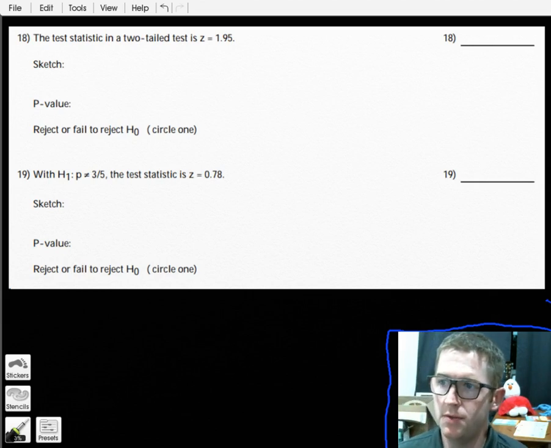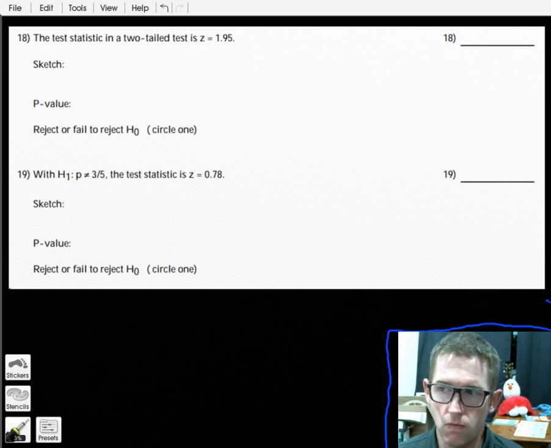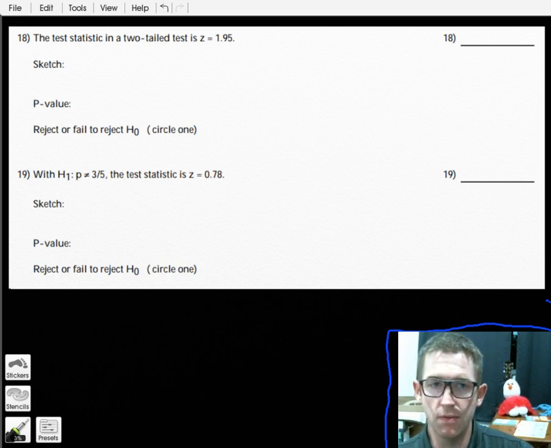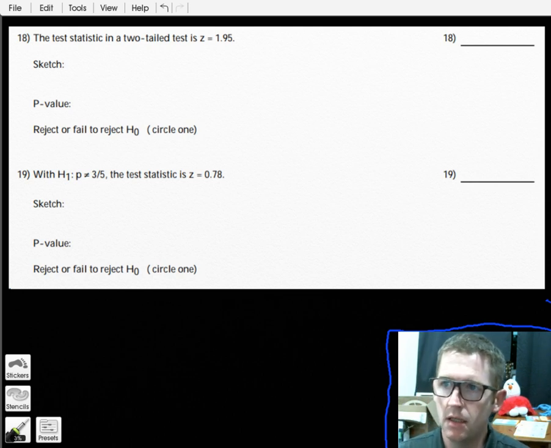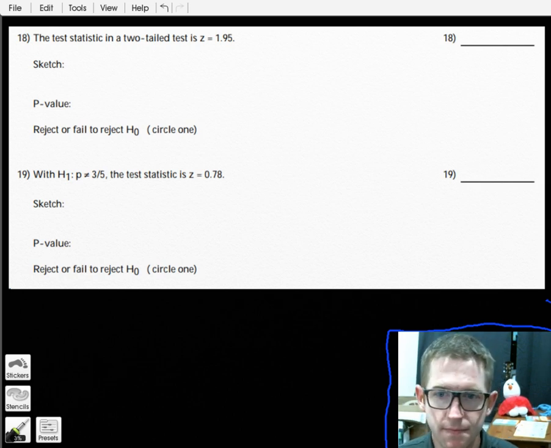Okay, I'm going to try and do two problems at once. I know I messed up in the last one. I didn't note to reject or fail to reject. We reject the null from number 17. So number 18. I'm trying to slow down a little bit.